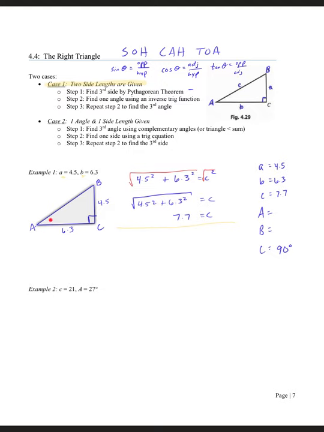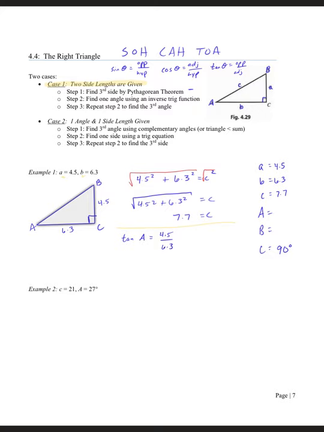So I'm going to set this up as tangent, and you always have to follow the trig function with an angle. We want to look at angle A. So tangent of A is equal to the opposite, which would be 4.5, divided by its adjacent side, which would be the side right next to it, which would be 6.3. Now we have to find what angle A is.